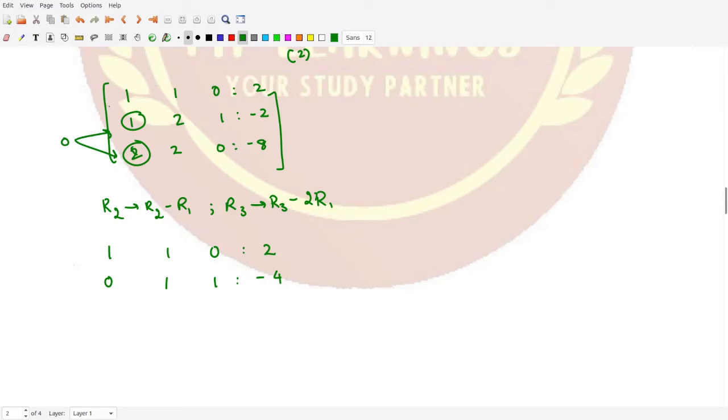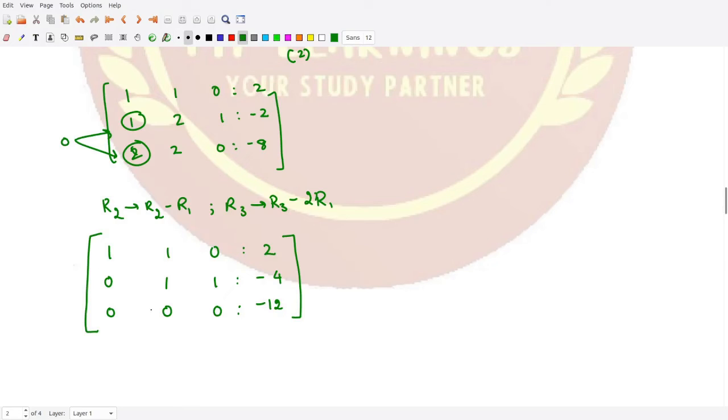And then you have 2 minus 2, that is 0, then you have 2 minus 2, that is 0, 0 minus 0 is 0, and then you have minus 8 minus 4, that is minus 12. So this is what you have after calculation, right?